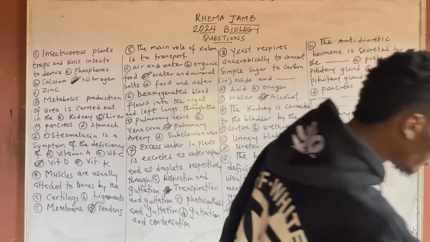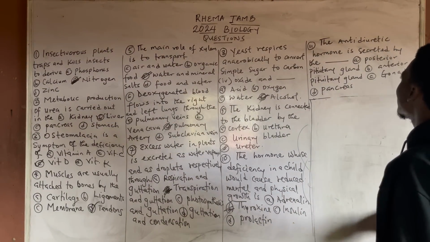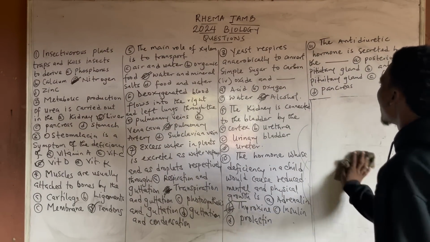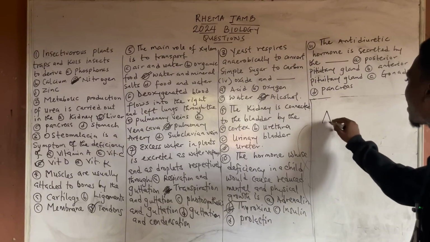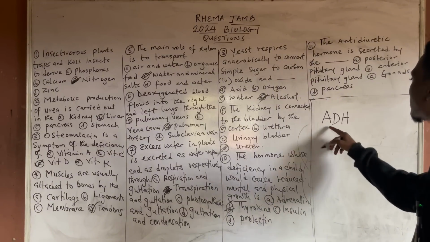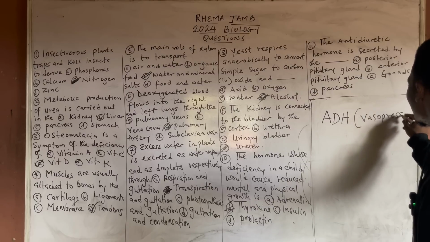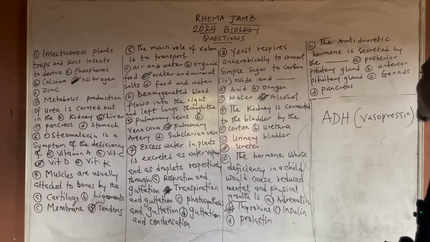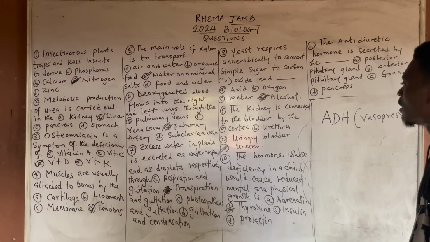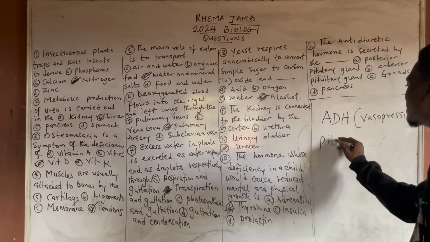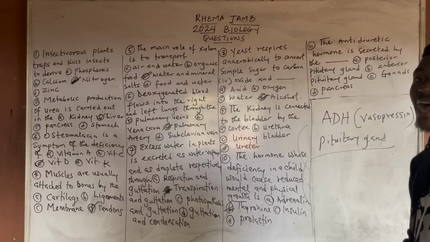Then let's see question 11. The antidiuretic hormone is secreted by the dash. That is talking about ADH, antidiuretic hormone. Another name for this hormone is vasopressin. Now, this hormone is secreted by the dash. If you are very conversant with hormonal coordination, you get to know that the pituitary gland is called the master gland because its secretion influences the activities of other glands.